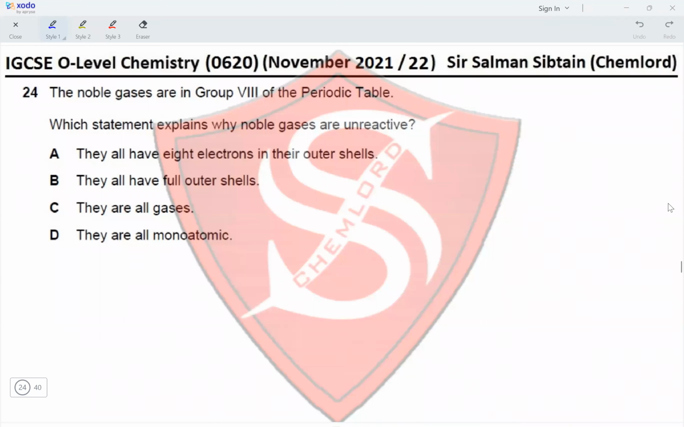Question 24. The noble gases are in group 8 of the periodic table. Which statement explains why noble gases are unreactive? They all have 8 electrons in their outer shells. No, this seems correct, but we keep forgetting about helium. Helium belongs to period 1 and it contains only 2 electrons in its outermost shell. So this statement is not correct.